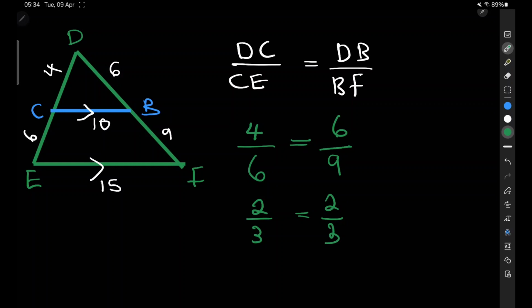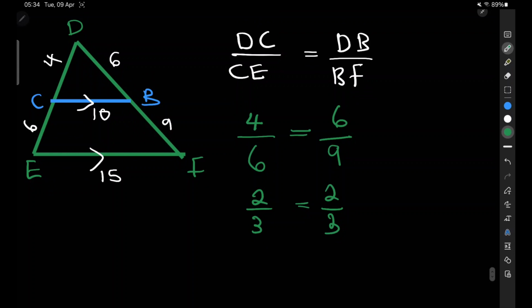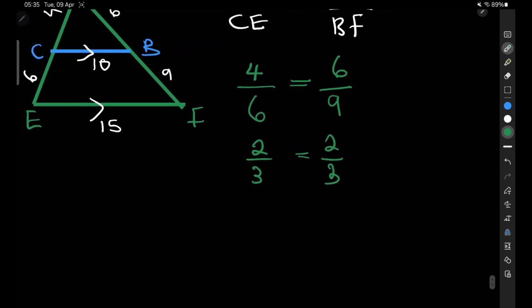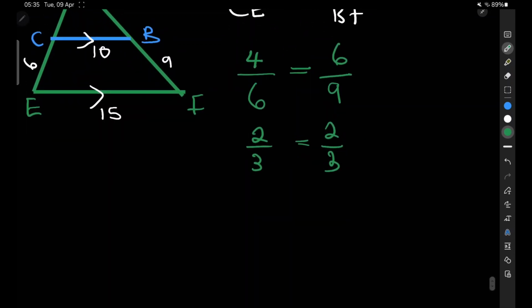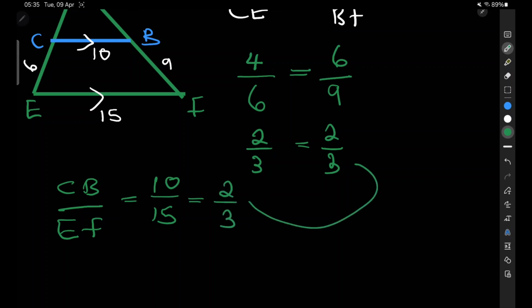Okay, so that stands. It means that this triangle here has the same proportion, and that's because this line CB is parallel to EF. Another thing that we can see is that CB over EF is equal to 10 over 15. And if we simplify that, we'll have 2 over 3, which is basically the same as this one over here.